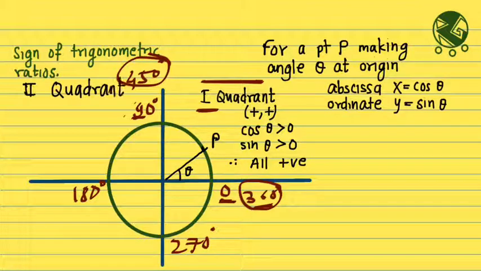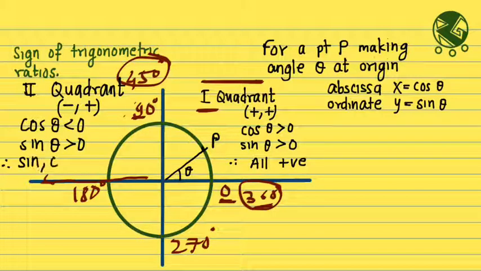What will happen in the second quadrant? In the second quadrant, the x coordinate is negative, and y is positive. That means cos is negative and sin is positive. So if our angle lies between 90 degrees to 180 degrees or 450 degrees to 540 degrees, then we know that our angle is in the second quadrant, right? And then from that we can say that cos is negative, sin is positive, hence tan is negative, right?